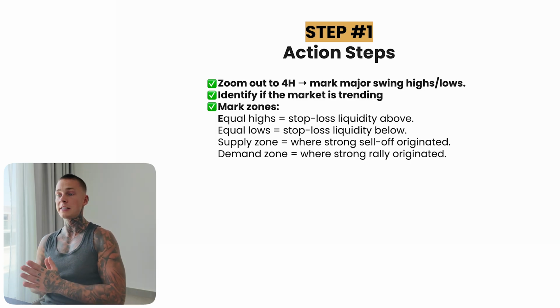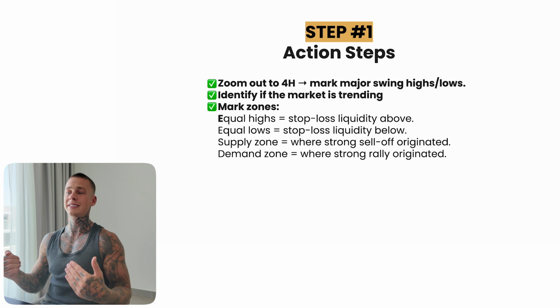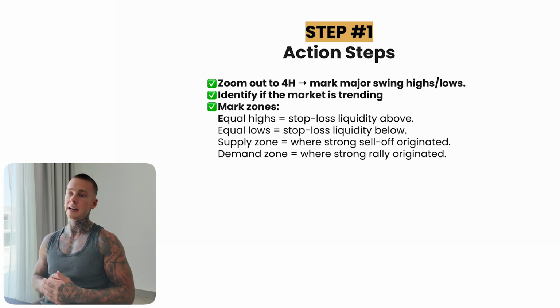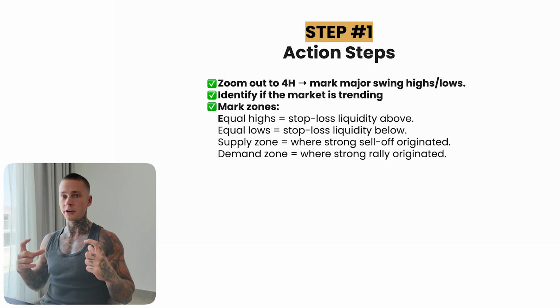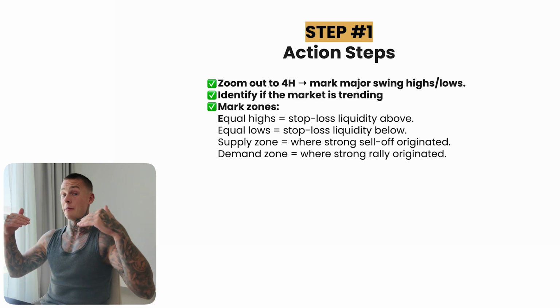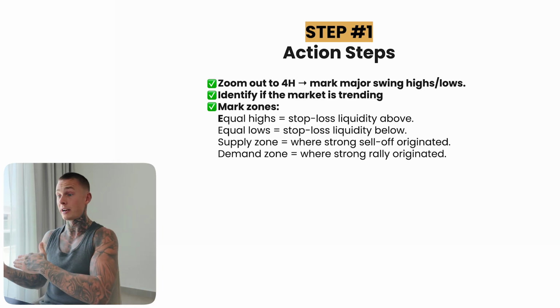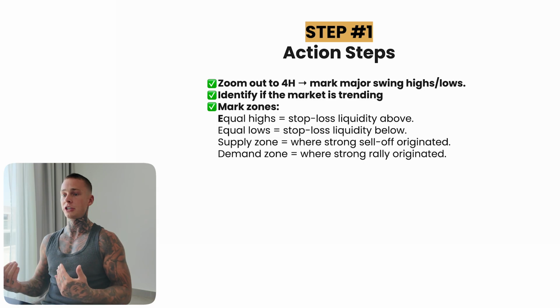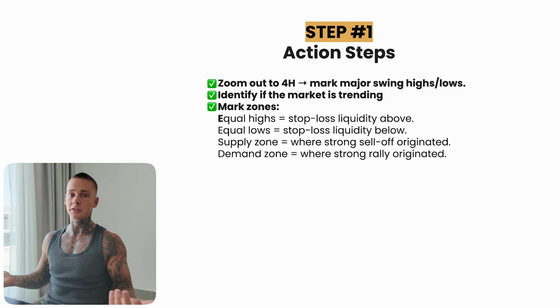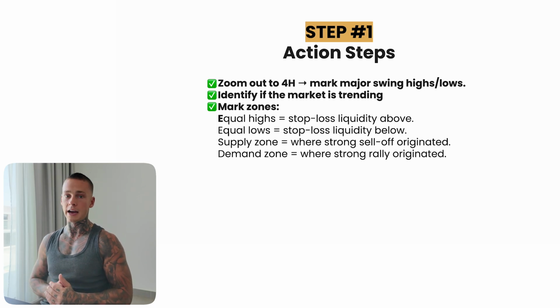Then we have a supply zone where a strong sell-off originated from. And again, when price returns to that area, a lot of traders are now starting to look for a sell. So again, liquidity building up. It's also a resistance zone as well. So liquidity is building up above price where everyone else is looking to sell and go the other direction. This is a great sign for us to look for a buy. And a demand zone, the opposite thing, where a strong rally originated from. Now, when you have that strong rally, we can look to sell into that.